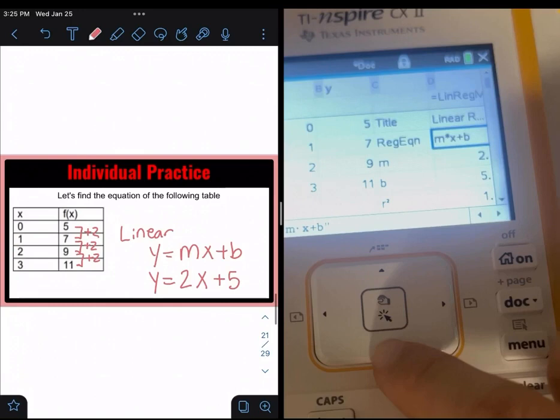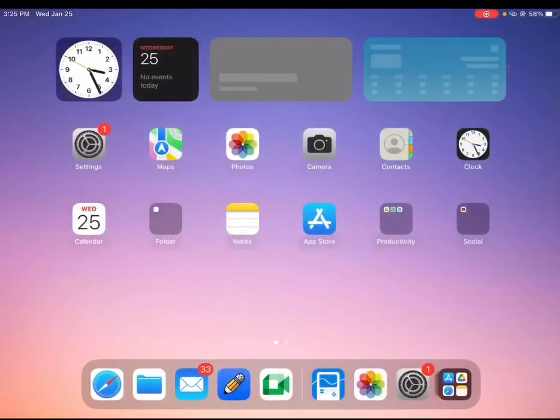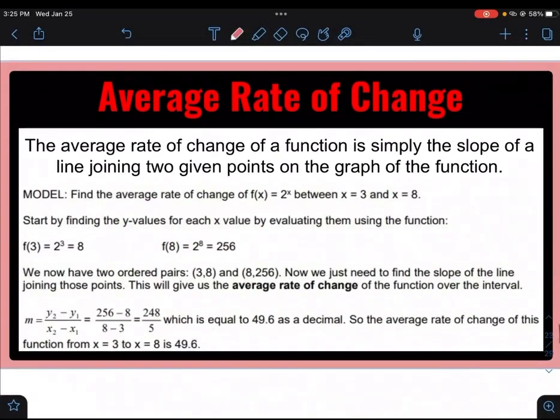All right, that is how we write equations. We are going to do more practice with that tomorrow. For now, we are going to look into the average rate of change. So, change. What is the average rate of change? It's simply the slope of a line joining 2 points on a given graph of a function.